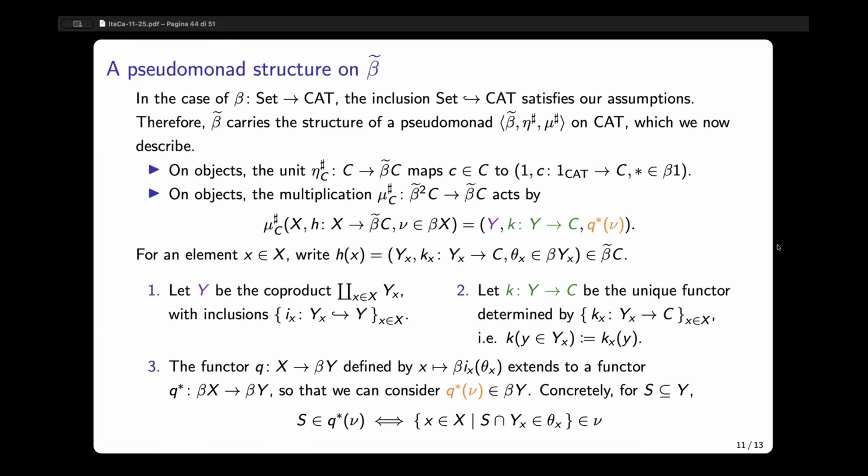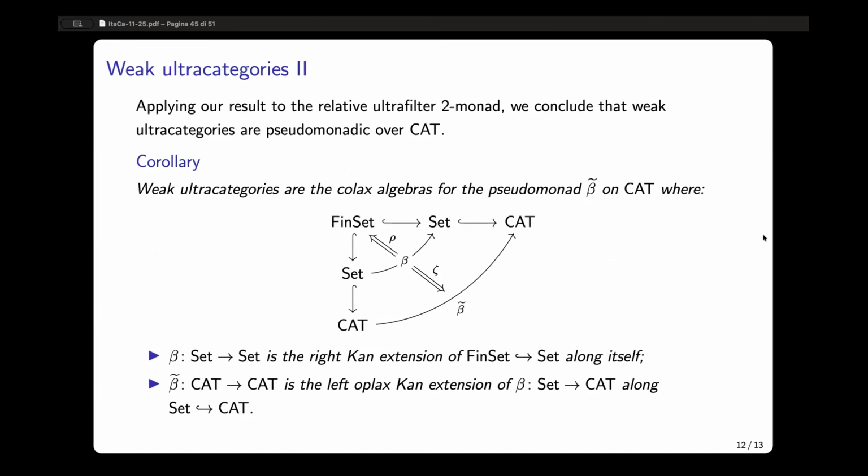I presented this for beta, but all of these considerations are only, let's say, monadic in the sense that the general structure of the description is exactly the same for every monad that we are extending. So what we get in the end is this diagram, essentially. We can conclude that weak ultracategories are a category of colax algebras for a pseudomonad on categories. And in particular, the pseudomonad is the left lax extension of beta, seen as a functor from Set to Cat, along the inclusion of sets into Cat.